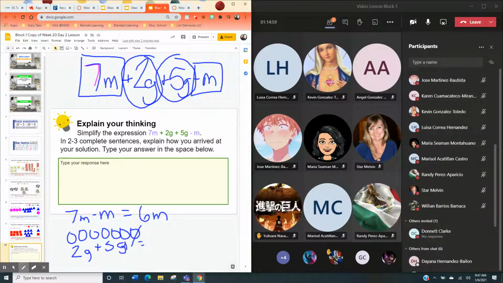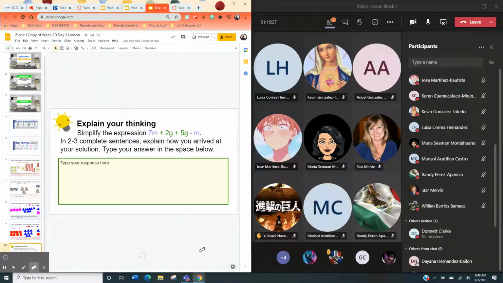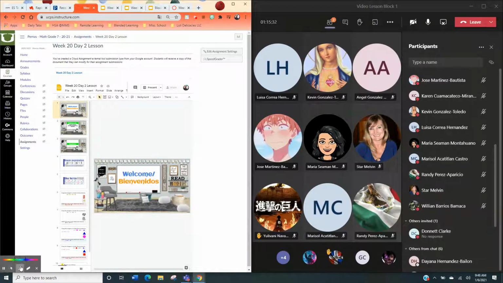Once you have your simplified answer, you're going to type the answer in the space. And you're going to explain exactly what you did. And it tells you in there in 2 to 3 sentences. That means capital letter, ends in a period, 2 to 3 times, not one big long sentence. Once you're finished with this slide, you're coming back and you're clicking on the submit button that's right here. And that's it for your lesson slide.